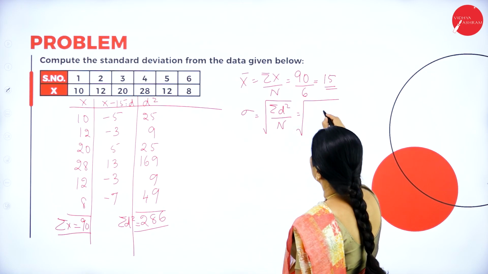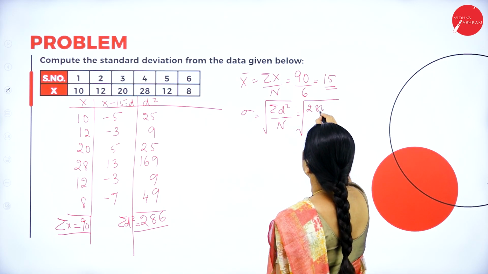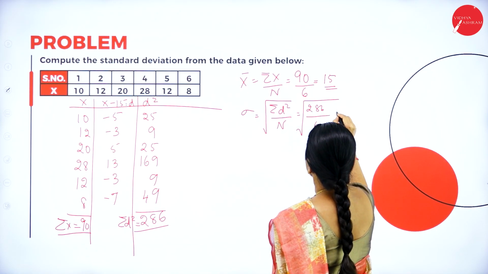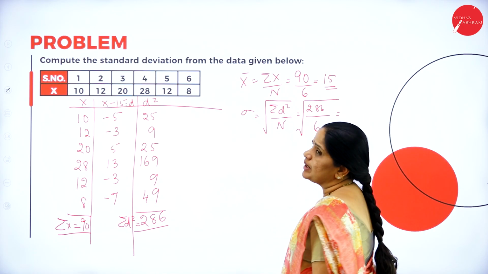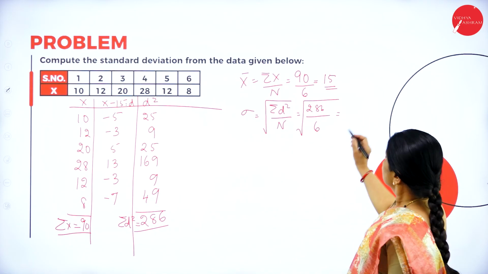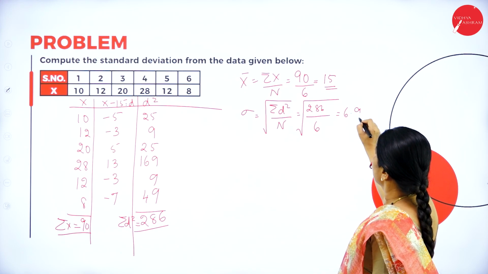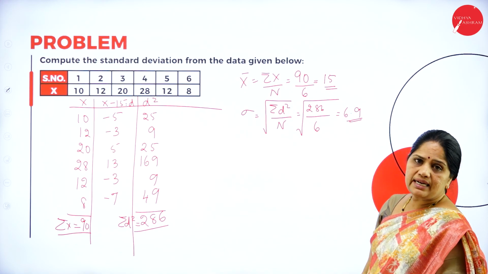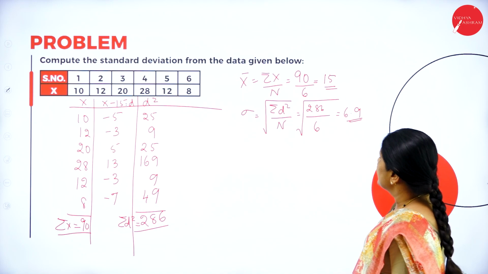So that will be root of 286 divided by 6. So this will come up to 6.9. So I got the standard deviation as 6.9.